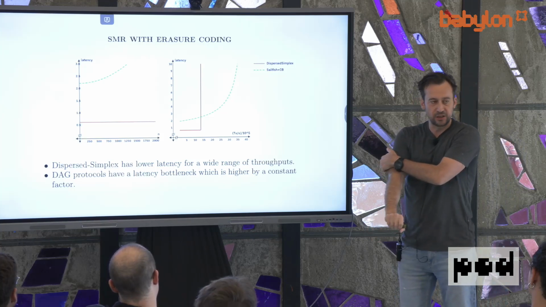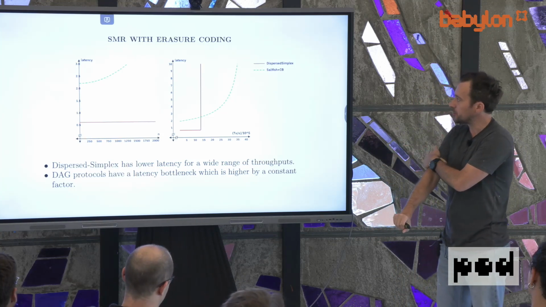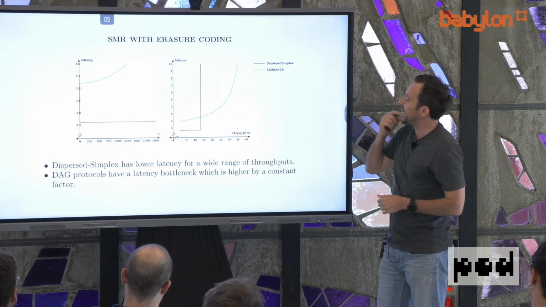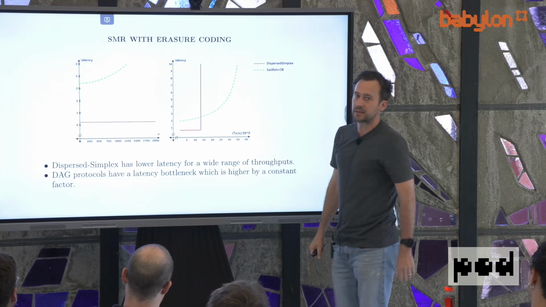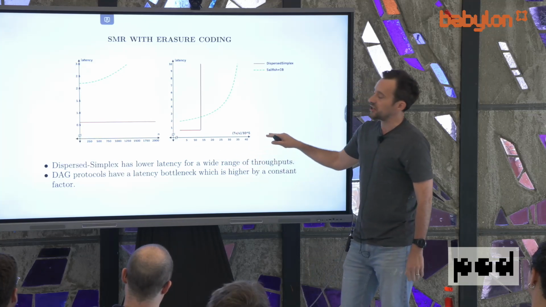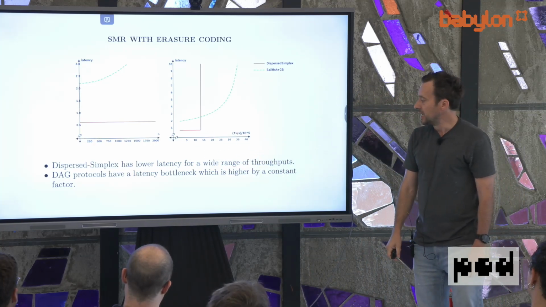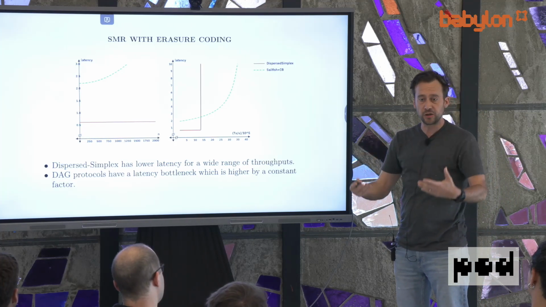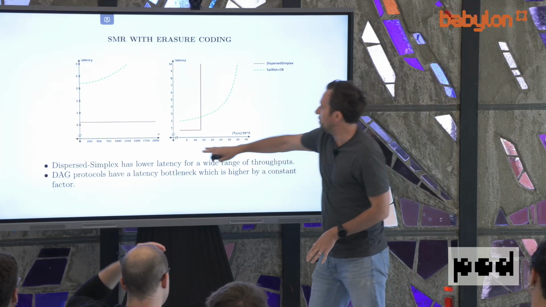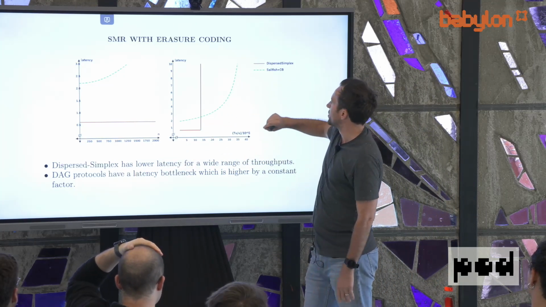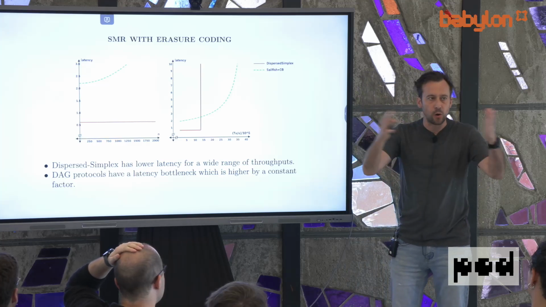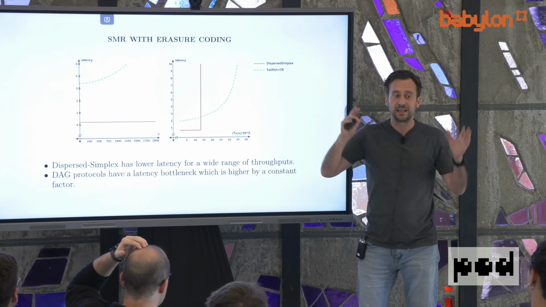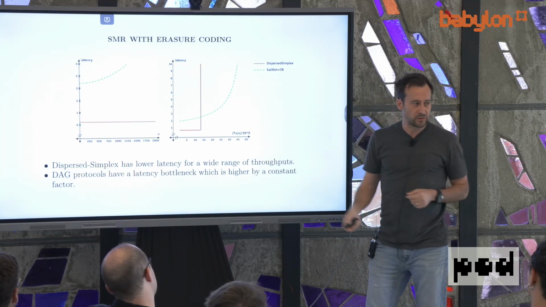Lastly, let's look at what happens when we have erasure coding, and perhaps unsurprisingly, things completely change. Here the red line is DispersedSimplex. Here we're varying n on the x-axis, and here we're varying the incoming transaction rate on the x-axis. What you see here is DispersedSimplex, which is your single-sender protocol, but using erasure coding. It outcompetes Sailfish with consistent broadcast for quite a wide regime, but the advantage of Sailfish with consistent broadcast is that it has a latency bottleneck which is lower by a constant factor.